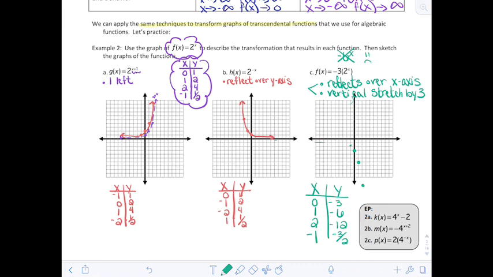So I actually have this vertical stretch of 3 and also reflecting over the x-axis. Okay, so that takes us through a few transformations.